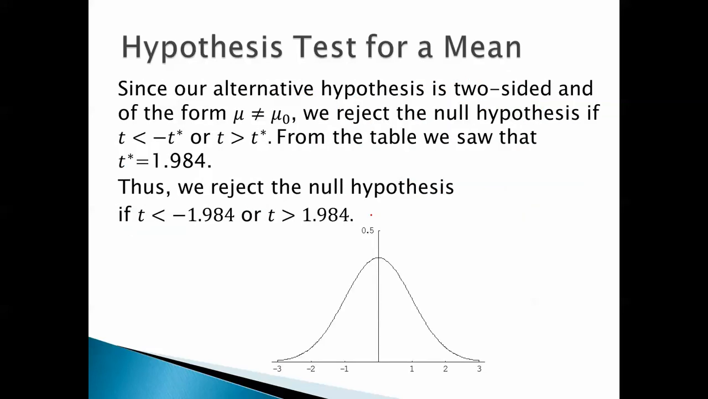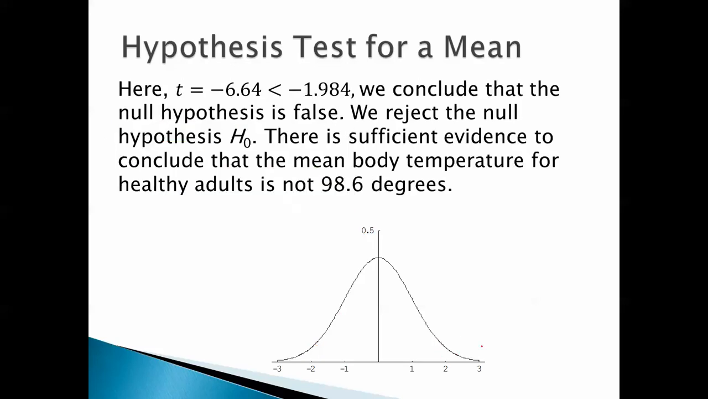Okay, since our alternative hypothesis is two-sided and of that form, mu does not equal mu 0, we reject the null hypothesis if t is less than negative t star or t is greater than t star. Again, t star is 1.984, so we reject the null hypothesis if t is less than negative 1.984 or t is greater than 1.984. And this is actually what the t distribution will look like when you have 105 degrees of freedom. So we'll reject it for t is less than negative 1.984 or t is greater than 1.984.